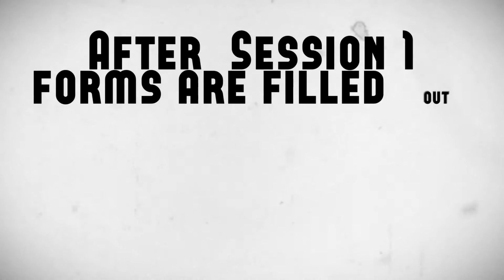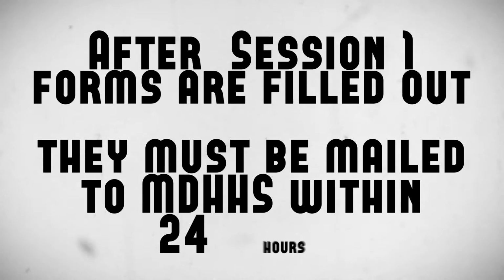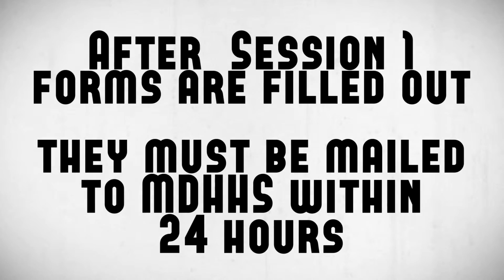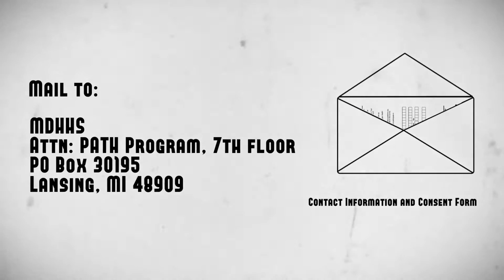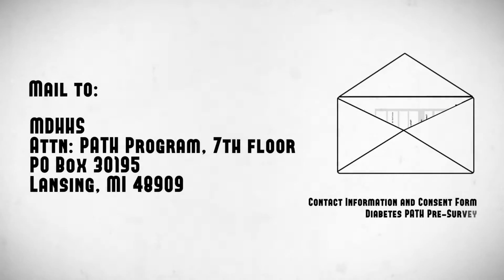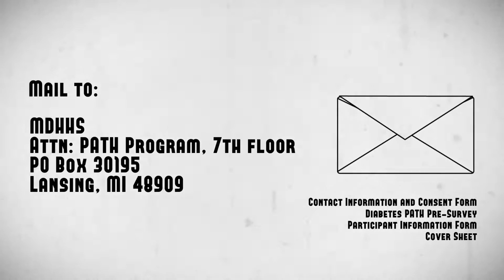Now that you have your forms filled out, it is time to mail them to the Michigan Department of Health and Human Services. You must do this within 24 hours after the conclusion of session 1. You must include the consent form, the diabetes pre-survey, participant information form, and cover sheet. Save the attendance form as you will track attendance on this and send it in at a later date.